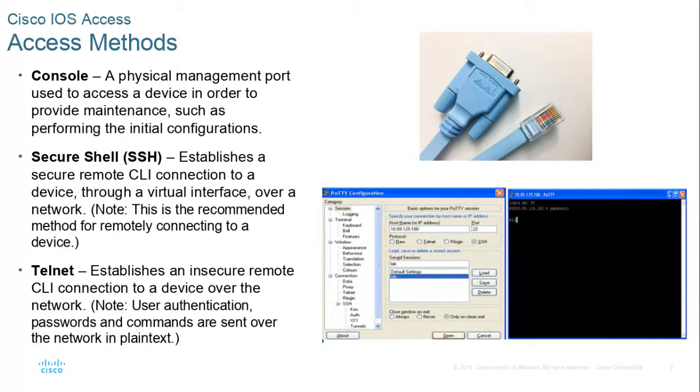We're going to use this console connection to initially configure the device, because before the device is configured, it has no network connectivity. Once it's configured and it's on the network, you can ping it, it has network connectivity. We can use Telnet or Secure Shell to connect to it after we've configured the passwords and allowed that to take place.